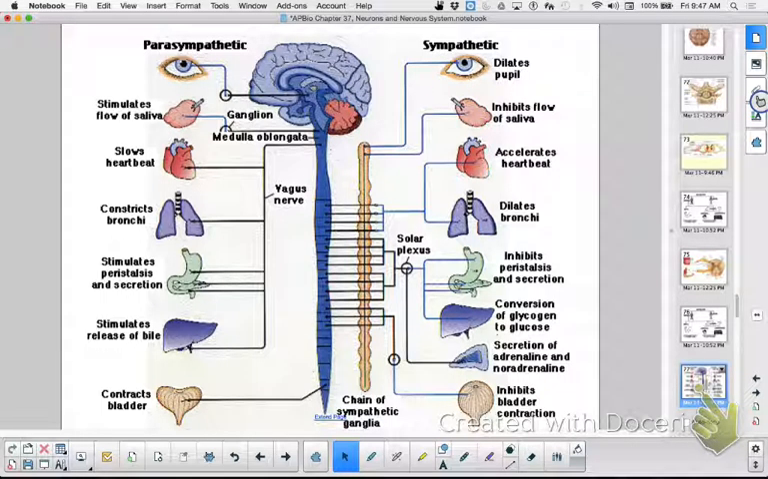So on the autonomic system, last line: involuntary control of the smooth muscles of the internal organs, glands, and cardiac muscle.